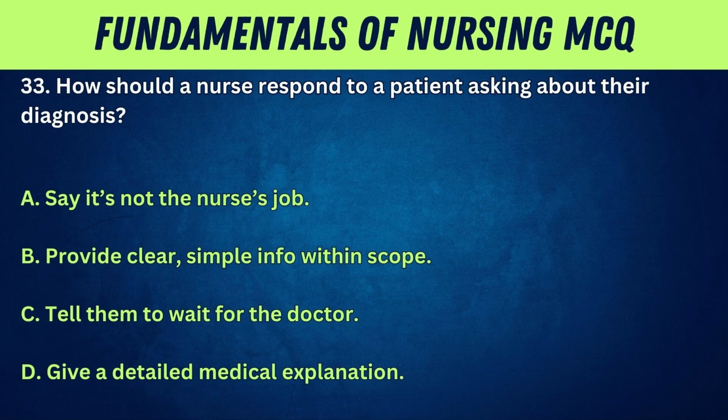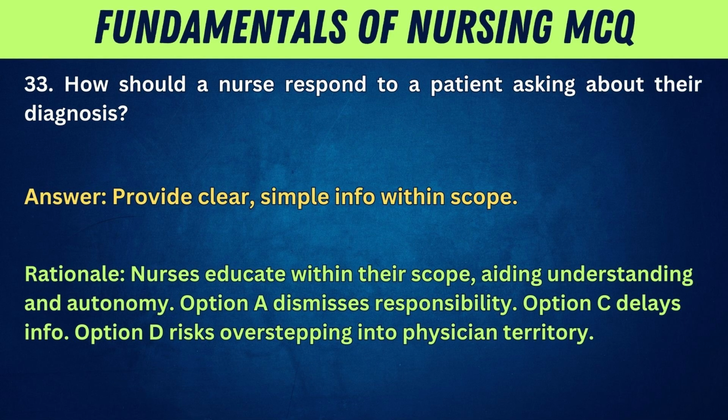33. How should a nurse respond to a patient asking about their diagnosis? A. Say it's not the nurse's job. B. Provide clear, simple info within scope. C. Tell them to wait for the doctor. D. Give a detailed medical explanation. Answer: Provide clear, simple info within scope. Rationale: Nurses educate within their scope, aiding understanding and autonomy. Option A dismisses responsibility. Option C delays info. Option D risks overstepping into physician territory.